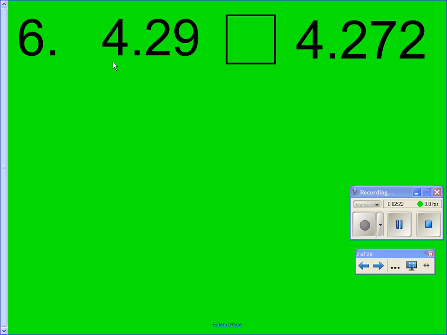Next one, the 4's are the same. The 2's in the tenths places are the same. And then the hundredths place is where they go different. 9 is greater than 7, so 4 and 29 hundredths is greater than 4 and 272 thousandths.